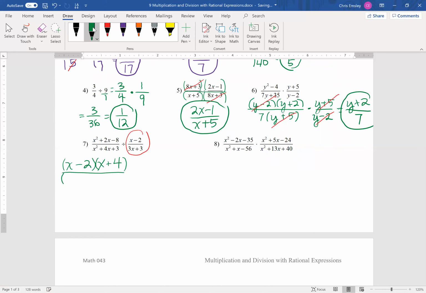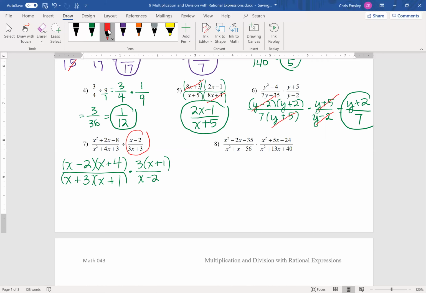Factor that denominator in the same method. X times x. 3 can only be 3 times 1, so that's easy. And to get a positive 4 in the middle, they would both have to be positive. Now this is division. I'm going to change it to multiplication, and that means I have to flip this upside down. So the x minus 2 now goes on the bottom. And 3x plus 3 goes on the top, but I'm going to factor that when I write it down. That's 3 times x plus 1.